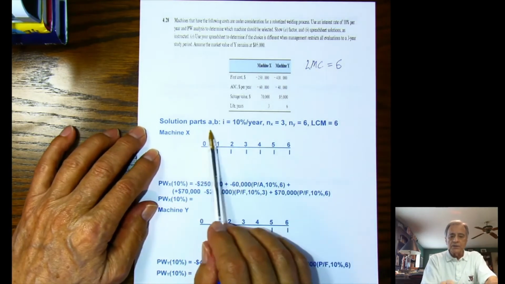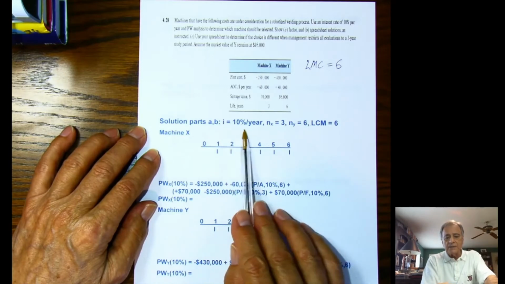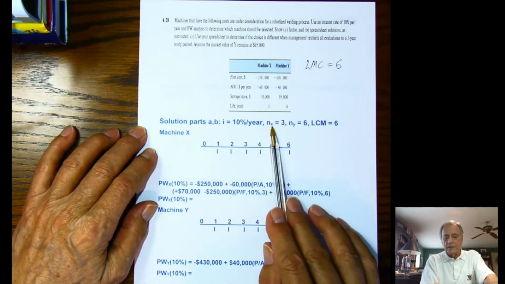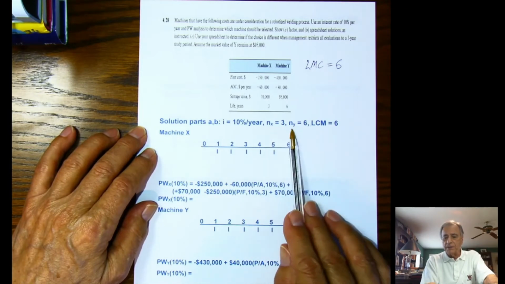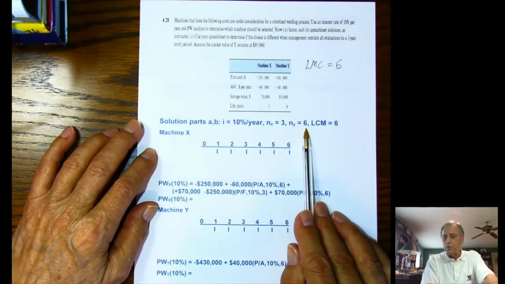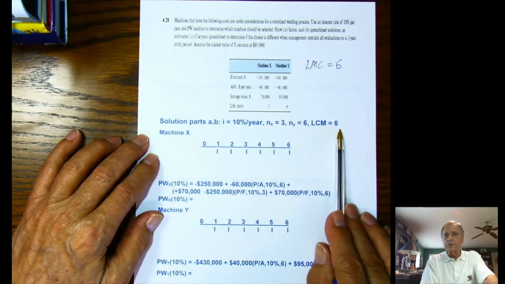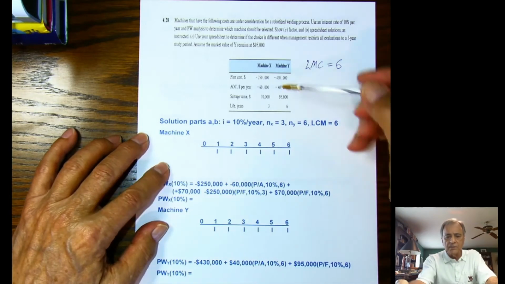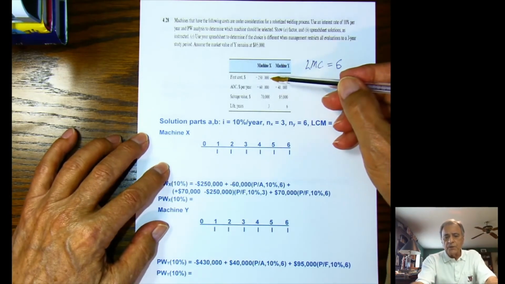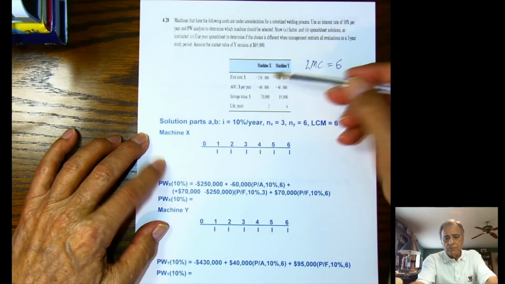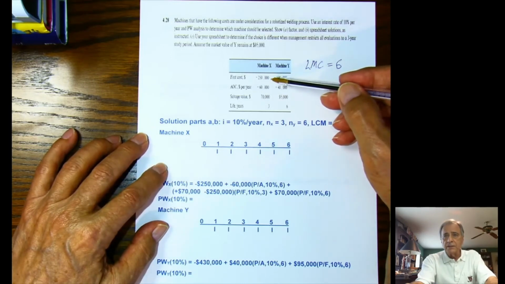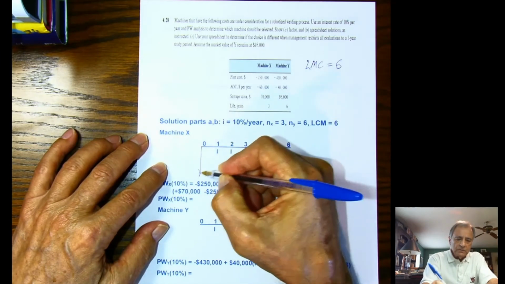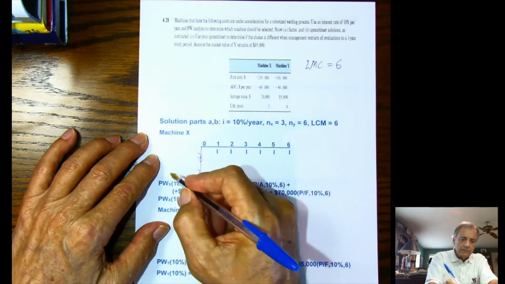So the solution for parts A and B is that i is equal to 10% per year, again compounded annually. The number of years is 3 for X, but the number of years is 6 for Y, so the least common multiple is 6. So that's what I'm going to draw up as my cash flow diagram. Now, the first cost for X, the cost to buy the machine and install it, is $250,000. So we'll put that here.